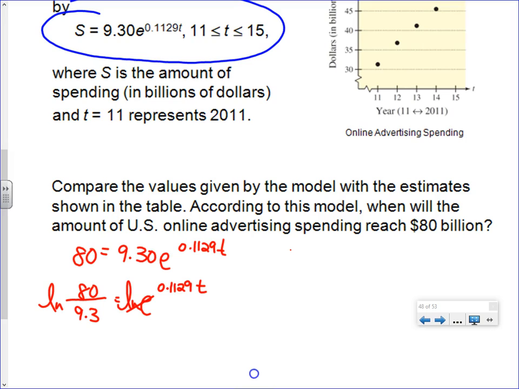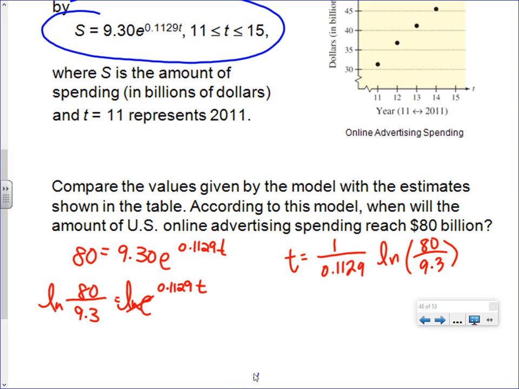Divide. I'm dividing by 0.1129 to get t by itself. For most of us, even though this little process took a little bit of time, it was a lot faster than putting both of these into our graphing calculator, figuring out our zoom and our ins and outs in order to get a nice picture, and then finding the intersection. I bet this is probably faster.